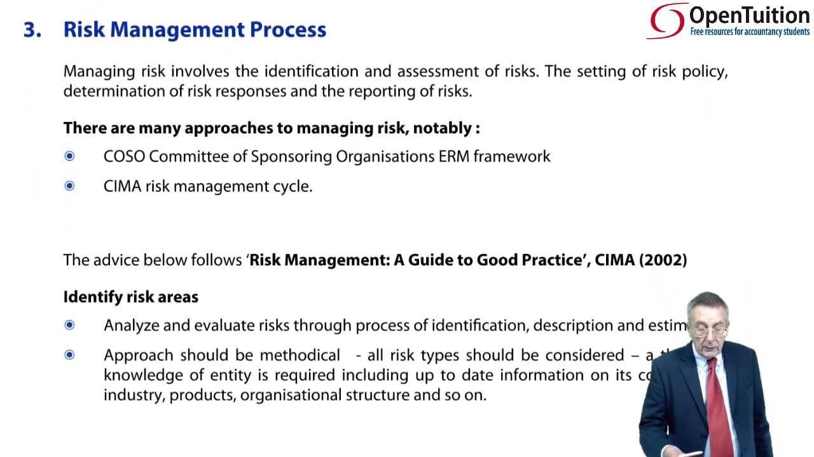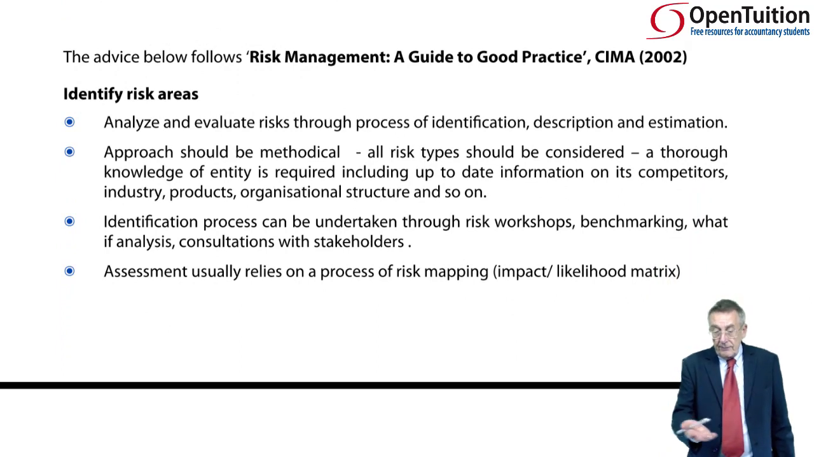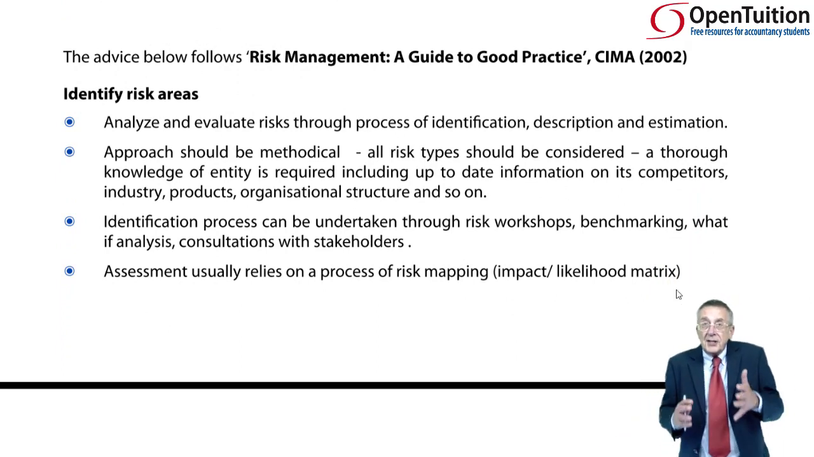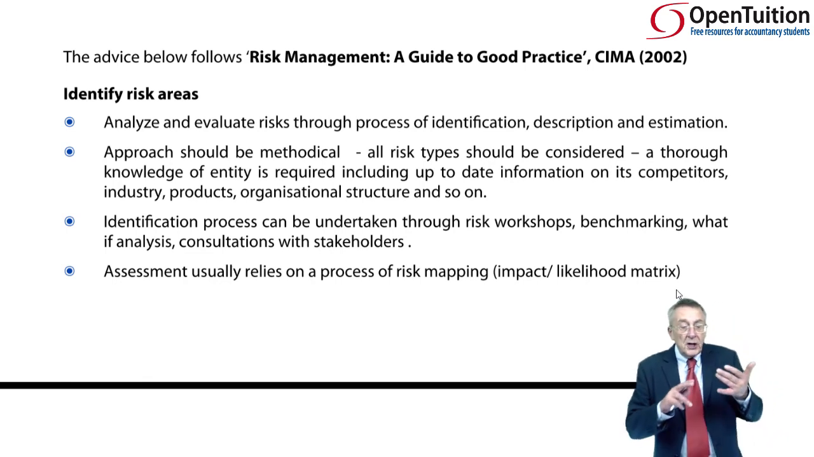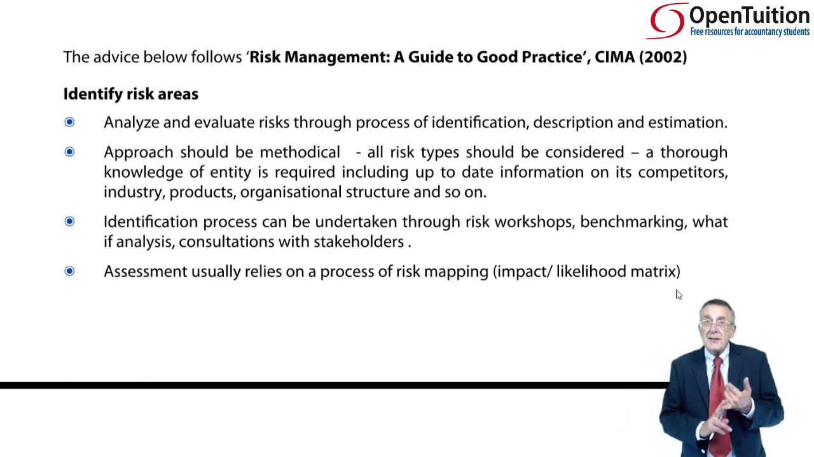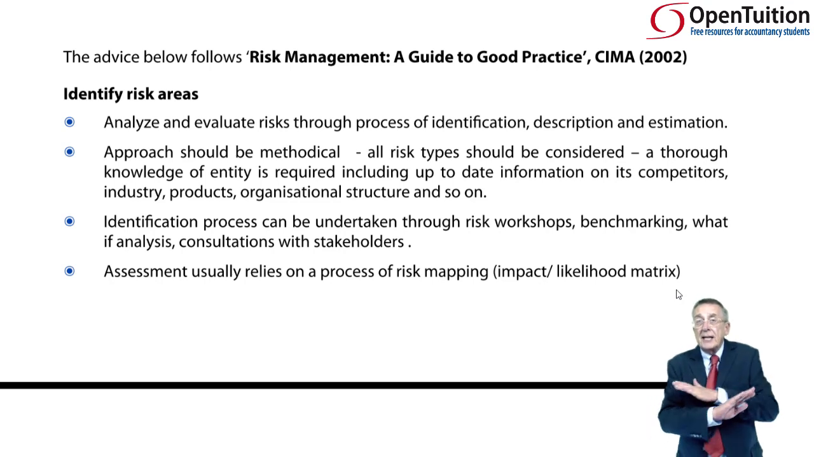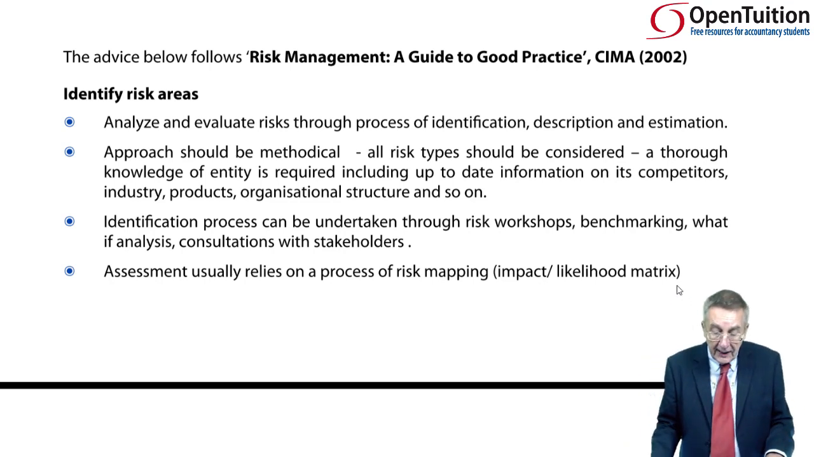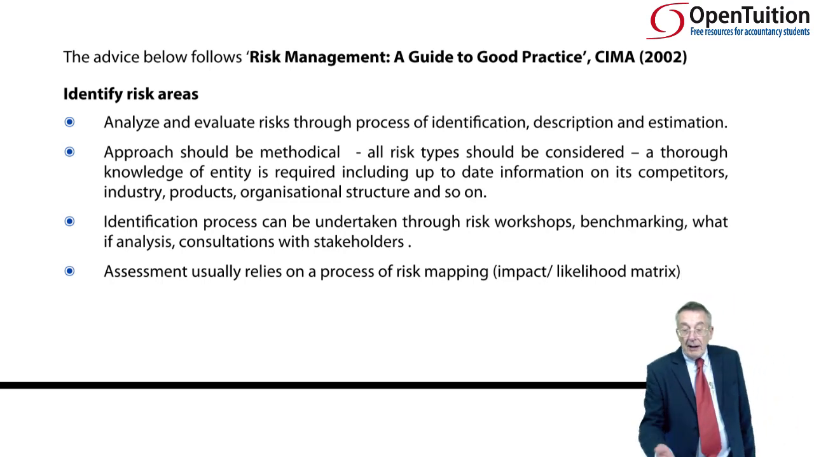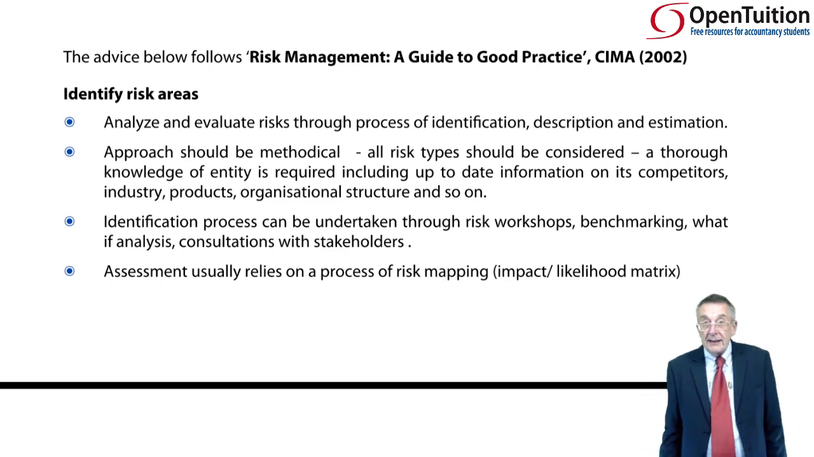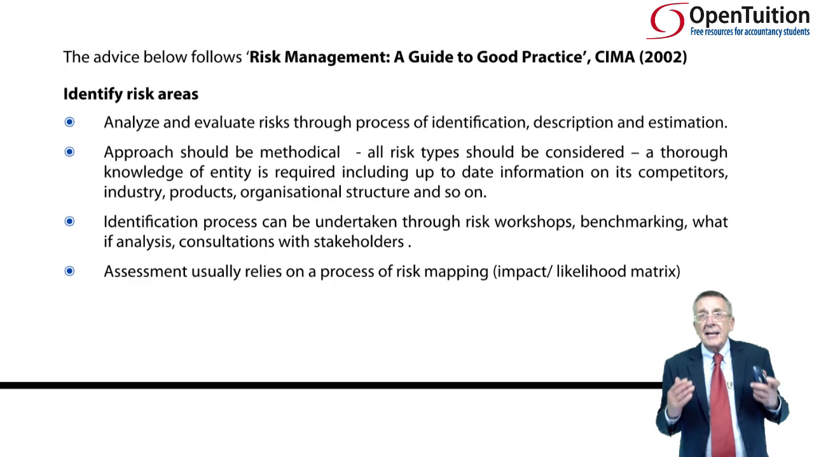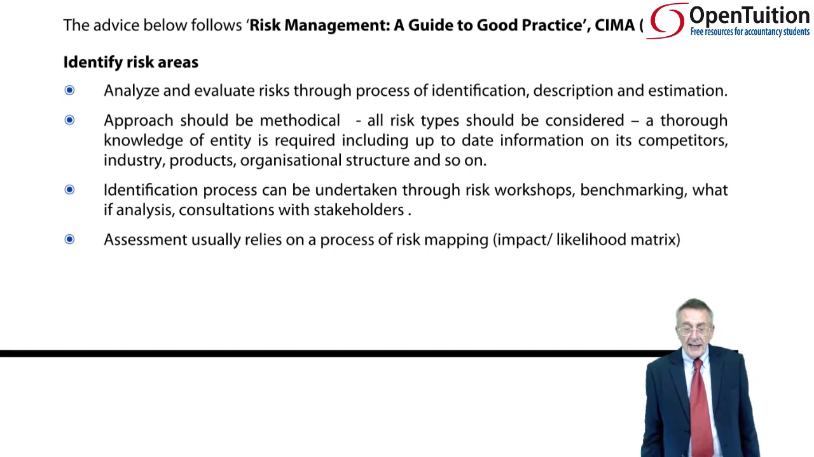And further down, it says CIMA's suggestions about risk management. The steps we should take. We should identify the areas in the business where there are risks. We should identify all the risks. It says all types of risk should be considered. Have risk workshops, benchmarking, consultations with our stakeholders, shareholders and whoever. But go through and identify all the risks that exist.